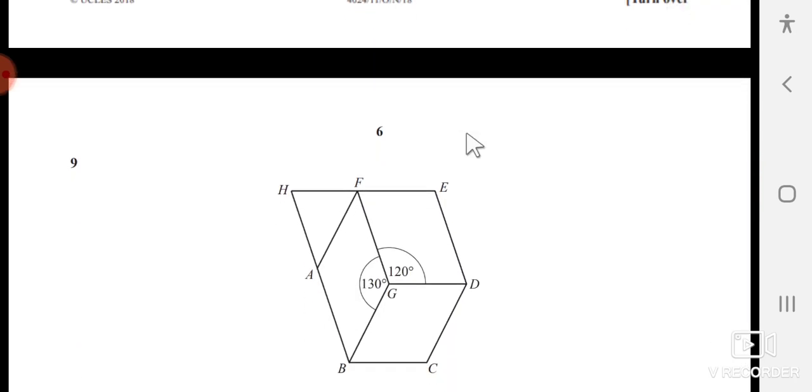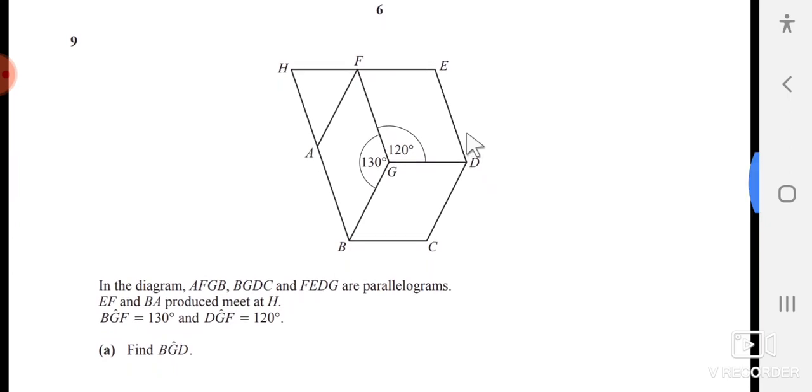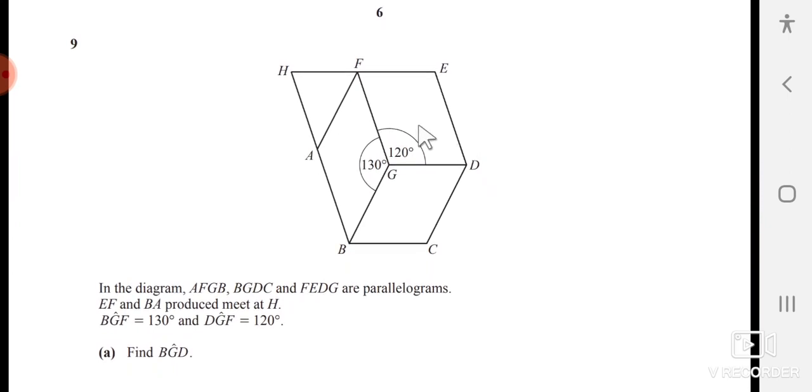Again, this is once again a very simple question. Find BGT. Remember, you must read the question carefully. Where is BGT? BGT is this. Look, this is a complete circle, so this plus, let's say this is x, is equal to 360. So you can find this angle by subtracting the sum of 130 and 120 from 360. You can get the answer of this.